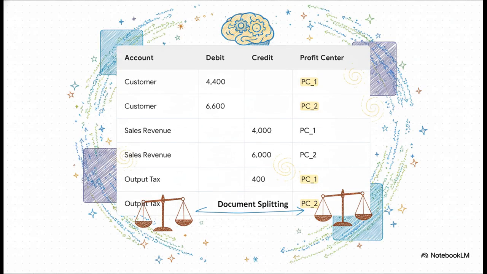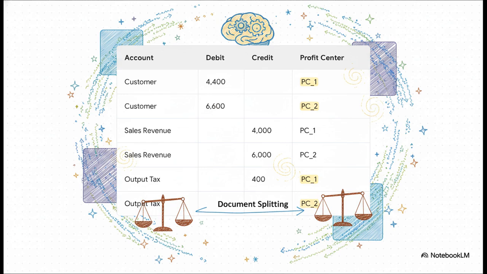Now, check this out. This is the same transaction after document splitting is activated. Look what SAP did. It automatically, in the background, split the customer and the tax lines. It used the same logic as the revenue split. So now you can see PC1 has its own customer and tax amounts, and PC2 has its own. Each profit center is now a complete, self-contained, and perfectly balanced transaction.